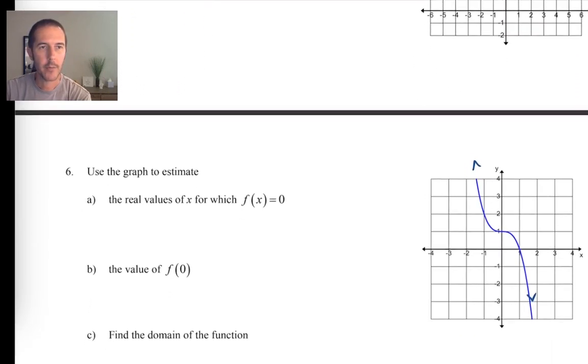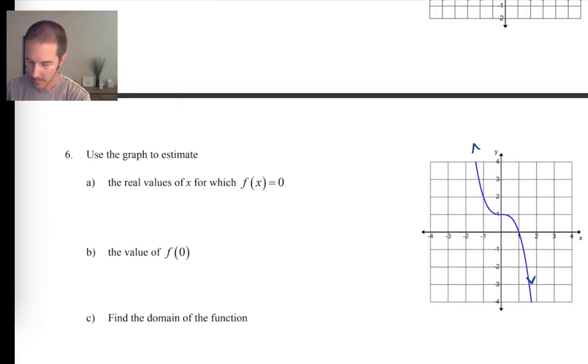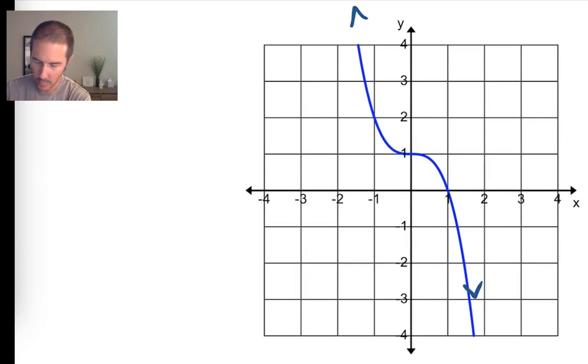Alright, what else do we have? So here we've already been given the graph, and there's some little arrows on there. I don't know where those came from. And number 6 asks us to use the graph to estimate the real values of x for which f of x equals 0. So what they're telling us is we're trying to find x given a y value of 0. Remember that the output of a function is a y value. So where on this graph do we have a point with a y value of 0? I would say it's right here.